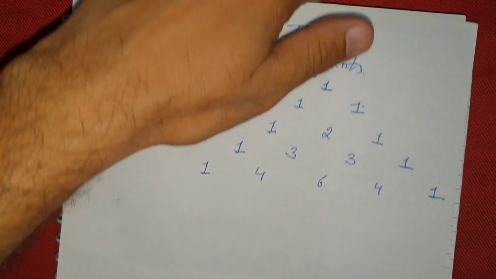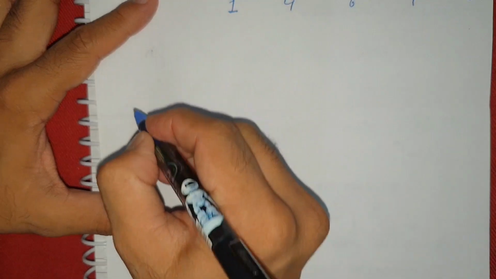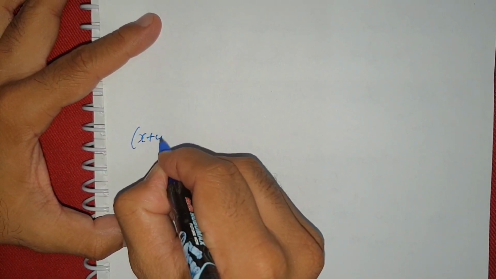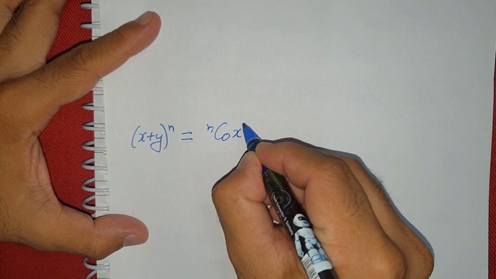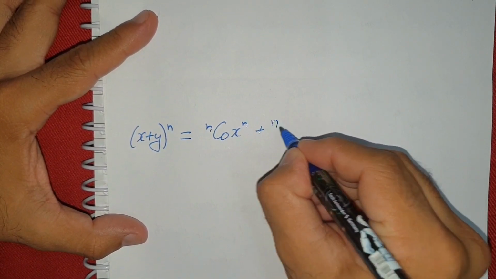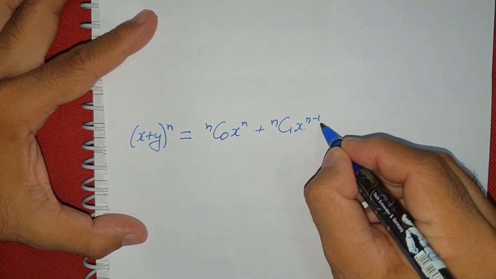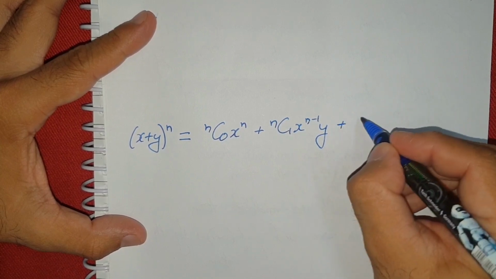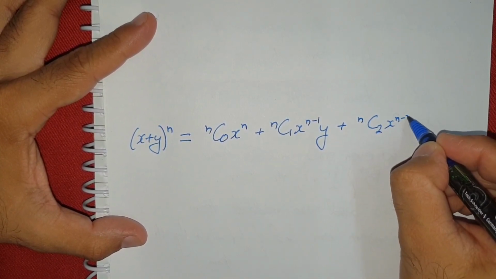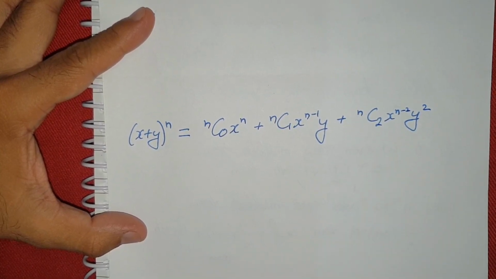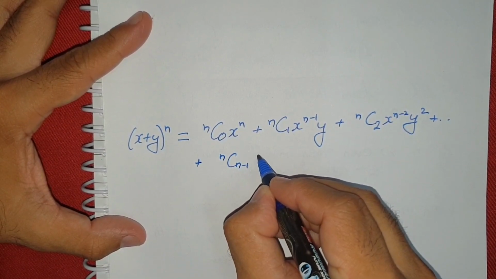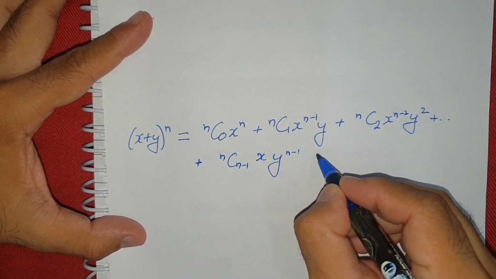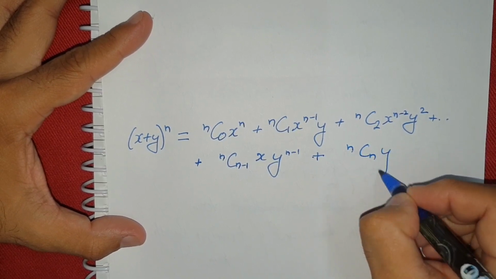So now, the expansion of binomial term, you can take x plus y to the power n. Now, this is written as nC0 x to the power n plus nC1 x to the power n minus 1 y plus nC2 x to the power n minus 2 y square and so on. If you go on like this, you get nC(n minus 1) x y to the power n minus 1, and the last term will be nCn y to the power n.